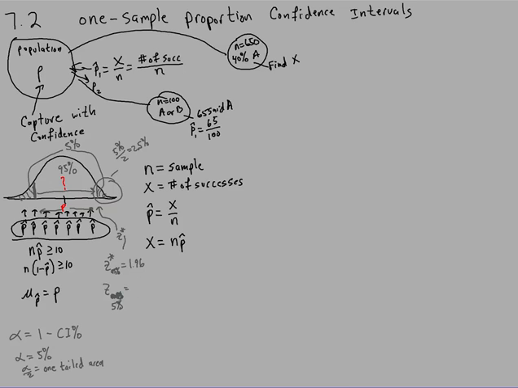So if you're at 90%, that means your one-tailed probability is 5%, right? If 90% is in the middle, then this must be 5% and this must be 5%. So my z for 5% would be 1.645. That's if I was asking for a 90% confidence interval.